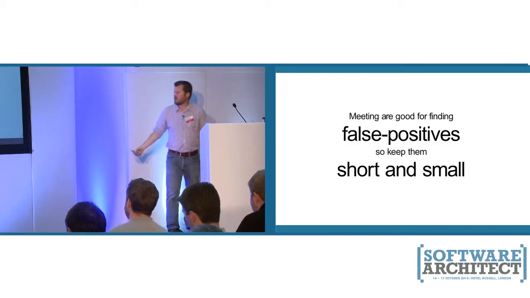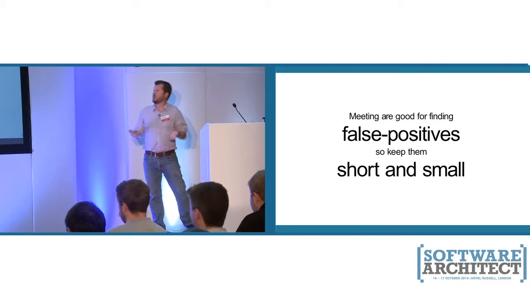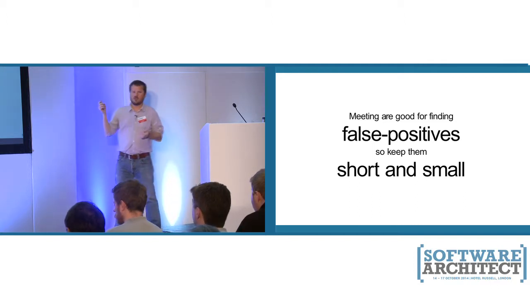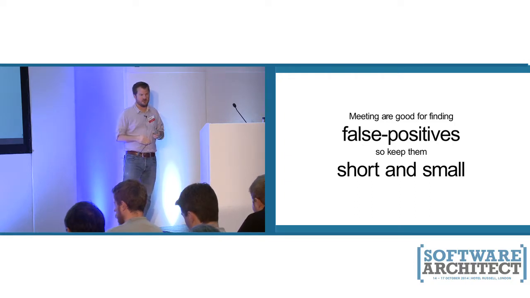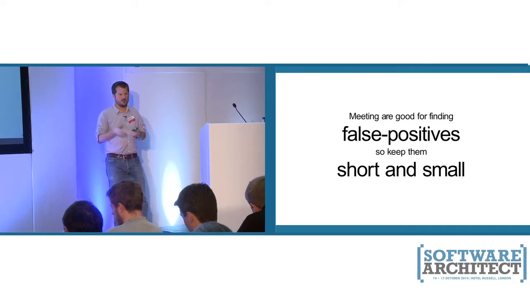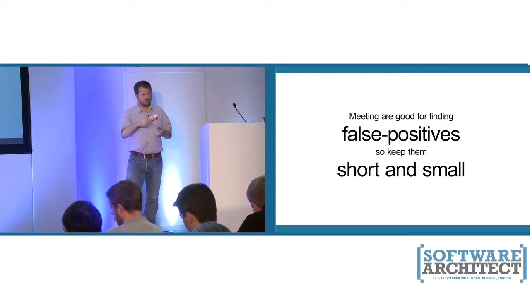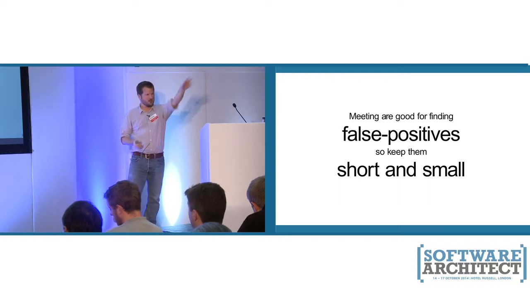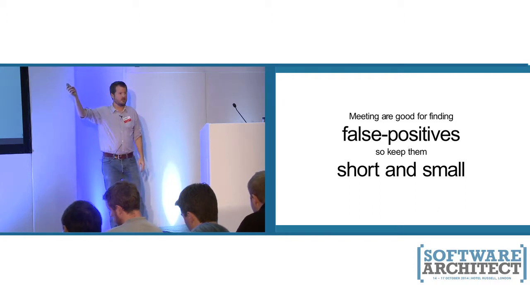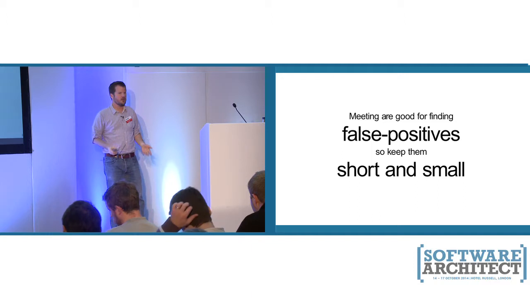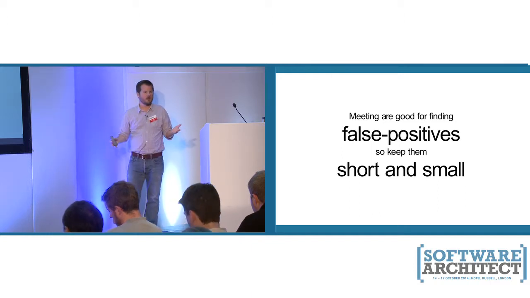If you want to sum up what this research is telling us, it is that meetings are good for finding false positives. If I come in and I think I found 6 defects in my reading, and now we get a group together and everybody's talking about the defects they found, people will tell me, actually, that's not a defect. What you found, that's the way it's supposed to work, and it has to work that way because of this complex interaction with subsystem X or something like that. So keep them short and small. Find the false positives. Spend a little bit of time reviewing as a group, but don't let this be the primary way you do reviews.